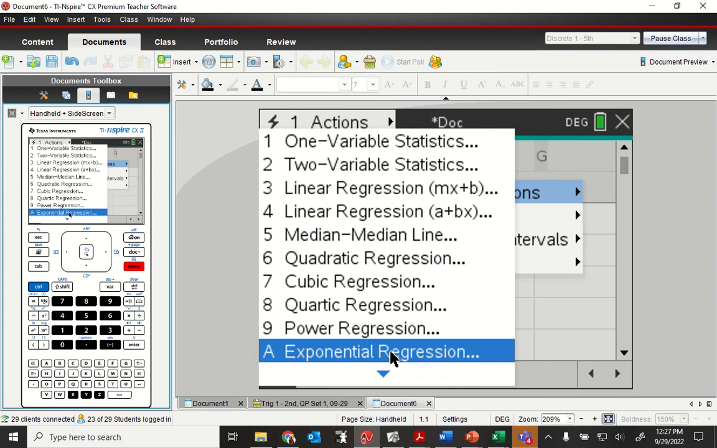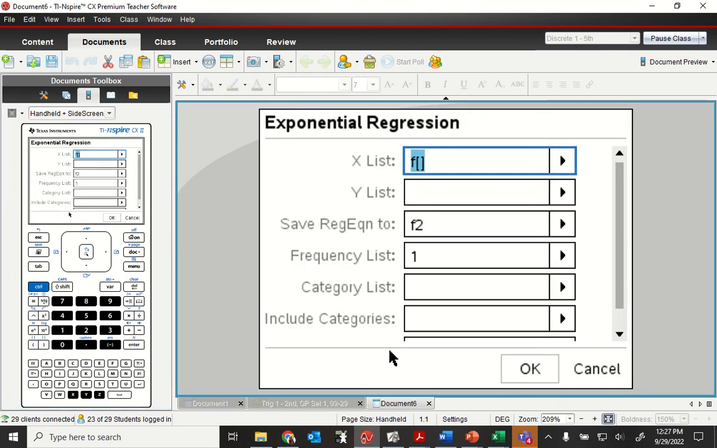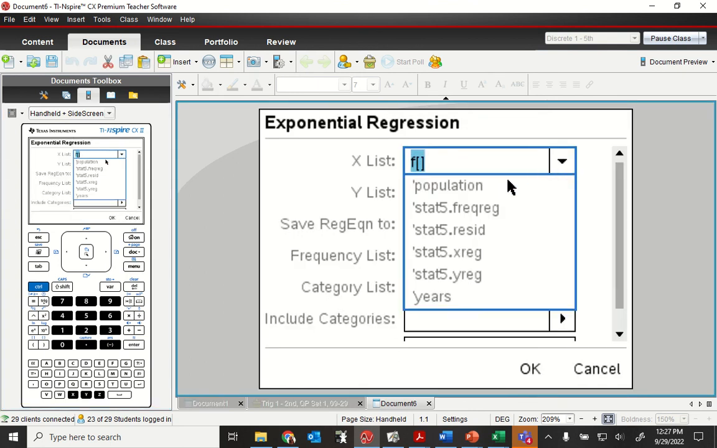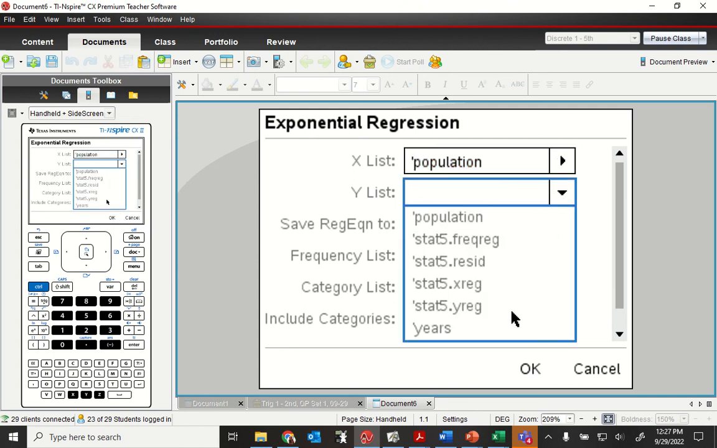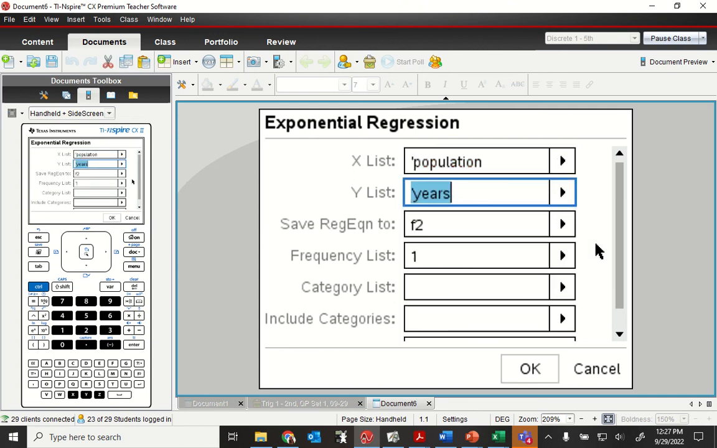All right, let's take a look now. So I have my exponential regression this time. Population, years. And now if you notice, save regression into F2. So now when I actually go to graph, I'm gonna have F2 and F1. I'm gonna show two different lines, yes.